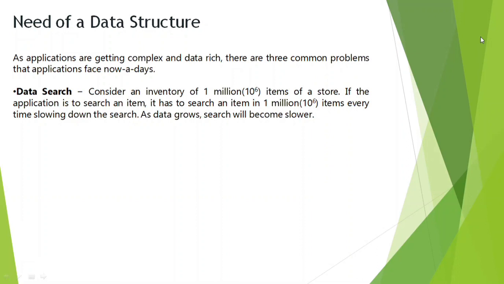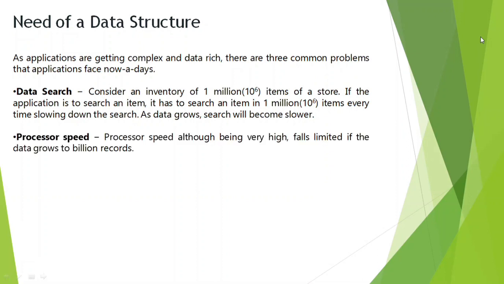Consider an inventory of 1 million items. 1 million, as we already know, is 10 power 6 items in the store. If the application is to search for an item, it has to search among 1 million items every time, slowing down the search. As we know, as the number of elements increases, the search time also increases, and so the time complexity also increases. So we should reduce this time complexity by implementing better methods. As the data grows, search will become slower.